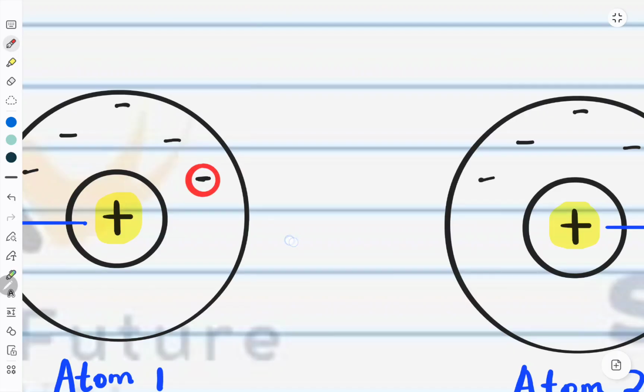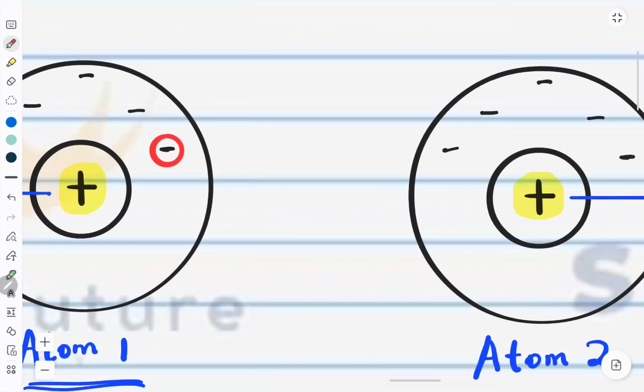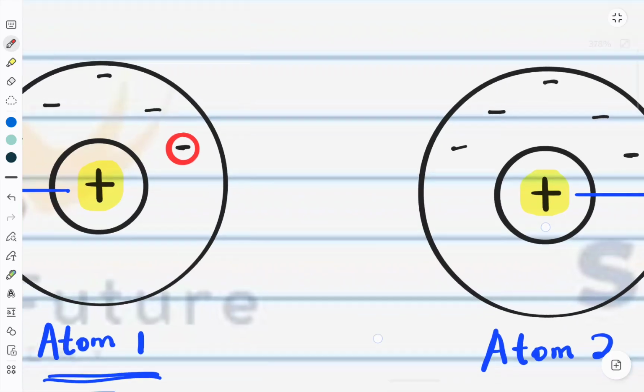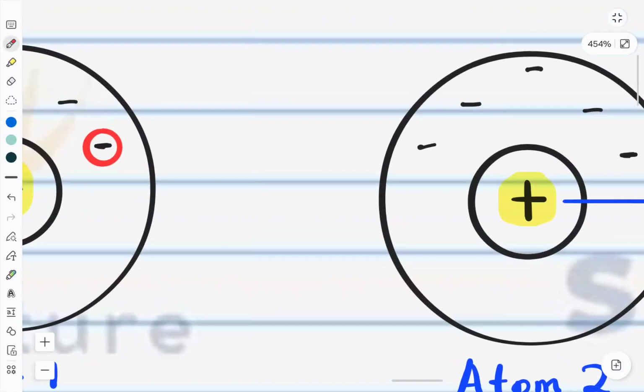This is my electron here. So this electron will exert a force of attraction on the nucleus of atom 2. So the electron of atom 1 will exert a force of attraction on the nucleus of atom 2. Why do you think that is? Well, because these are unlike charges. So between these two, there will be an attractive force, right?